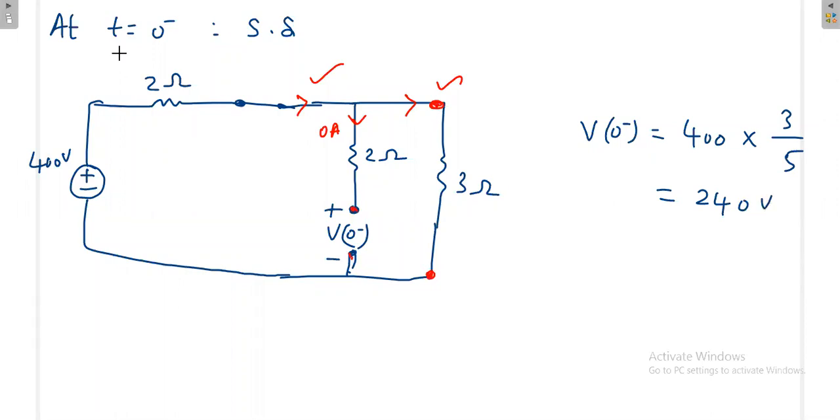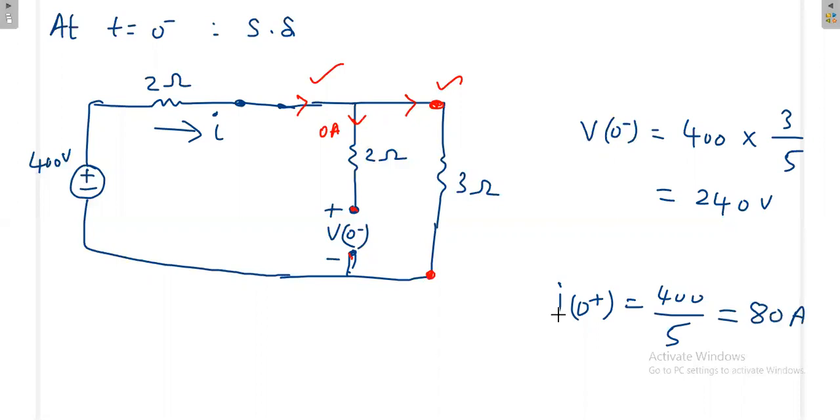Again, I have to identify the state of the circuit at t is equal to 0 plus. What is the current here? The current also we have to find out at t is equal to 0 plus, because the current is mentioned here. With 2 ohm and 3 ohm, it is 400 divided by 2 plus 3, which is 5. That is 80 ampere, the initial current, i at 0 plus across the inductor. So the initial voltage is 240 volt, because V0 minus is the same as V0 plus, and V0 plus is also 240 volt. Okay, 240 volt is the answer.